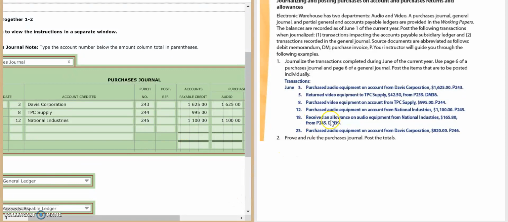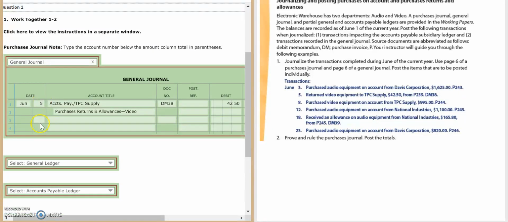Then we look at the 18th. We received an allowance on audio equipment from National Industries for $165.80 from our purchase invoice number 245, which is the one we just purchased from. So 6 days later, we got a bit of an allowance. Maybe there was something wrong with them, or they had an issue. Because this doesn't involve purchasing merchandise on account, we need to switch back over to our general journal. We'll plug the 18th in here. Our debit amount is going to be for accounts payable for National Industries. And we have DM 39.